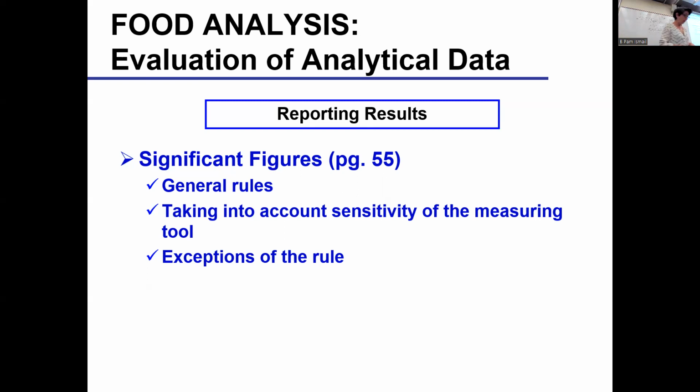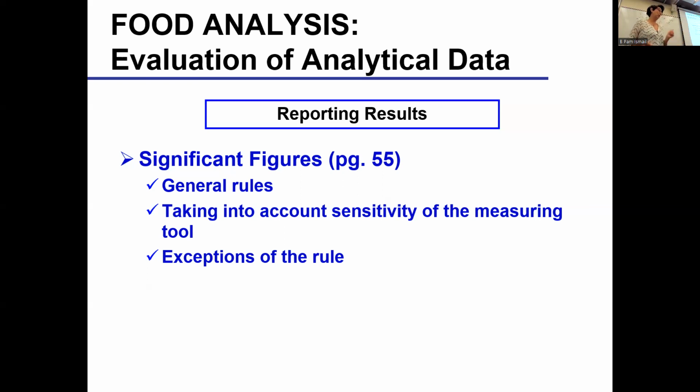But if you ask me, the main thing you want to remember is you don't want to clutter your table, your summary of data. You don't want to put so many figures and so many numbers after the decimal point. You have to be concise. You don't want to lose the sensitivity of your method, but you also don't want the clutter of numbers that you're not certain of. Okay, so these are the general rules, taking into account the sensitivity of the measurement tool that you use, and then the exception of the rule.